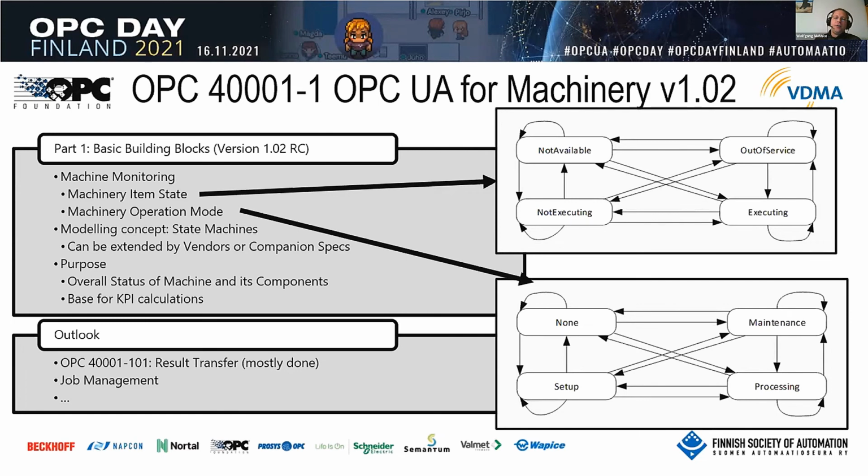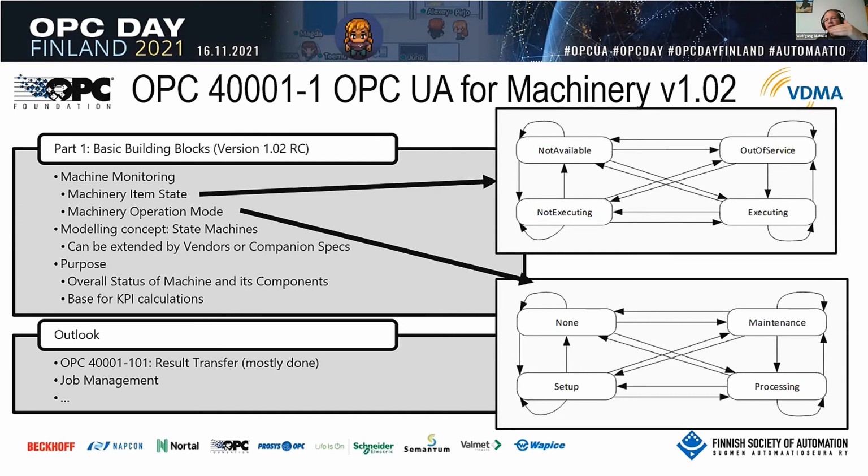It's intentionally not the machine state, but the machinery item state, because we're saying this can also be deployed to the components of a machine. And the purpose is, of course, you get an overall status of the machine and its components, and it can be used as a base for KPI calculations.